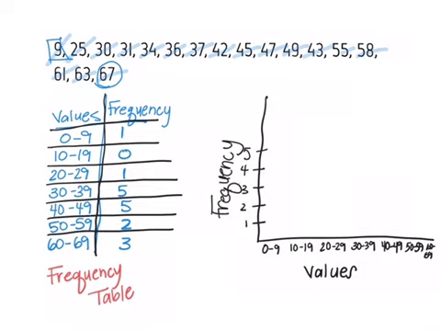And now I just need to create my bars. So the height of my bar should match the frequency of that bin. The first one, 0 to 9, had a frequency of 1. So I am going to create that bar to have a height of 1. 10 to 19 had a frequency of 0. So notice I still labeled it on the histogram, but there's just not going to be a bar there at all. Then 20 to 29 had a frequency of 1.